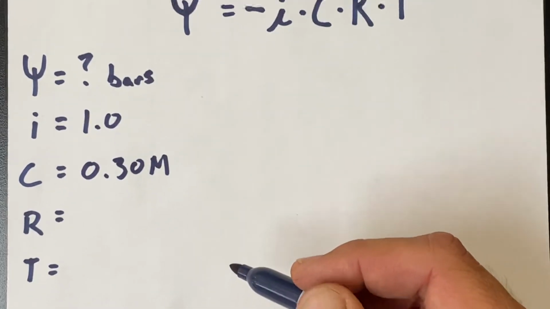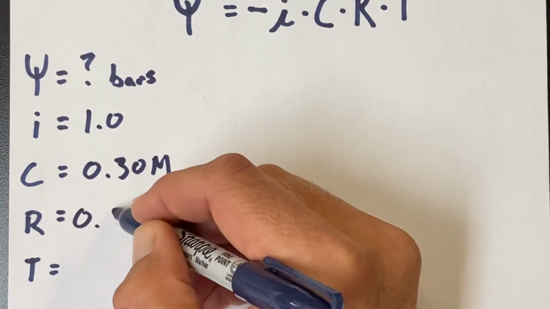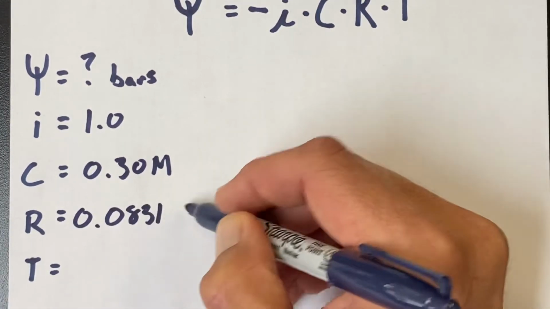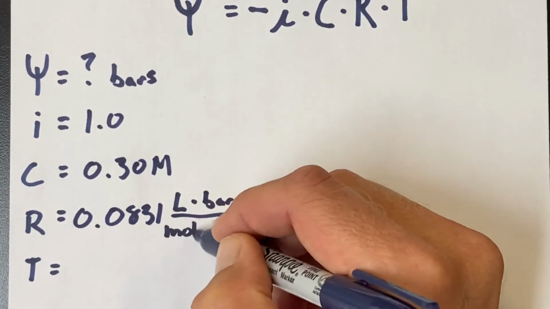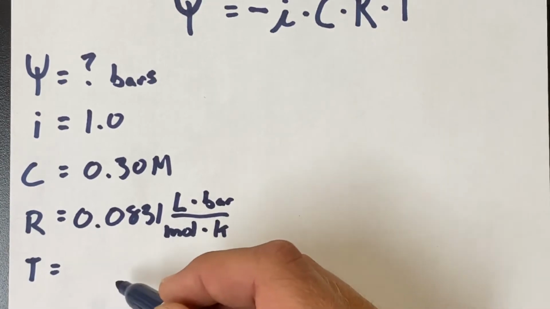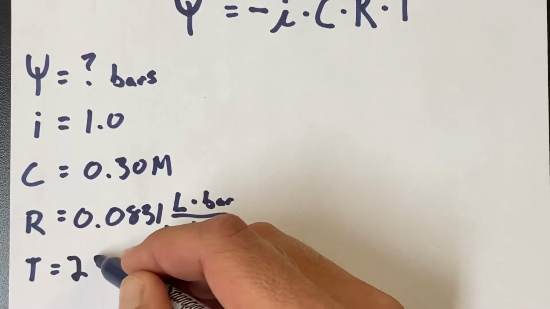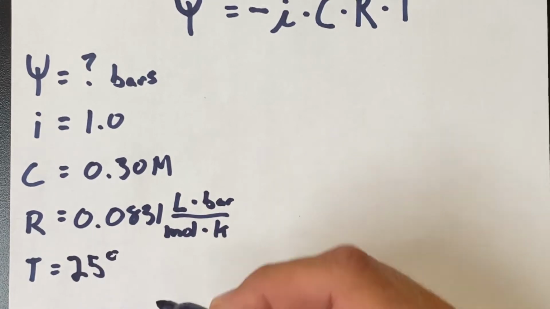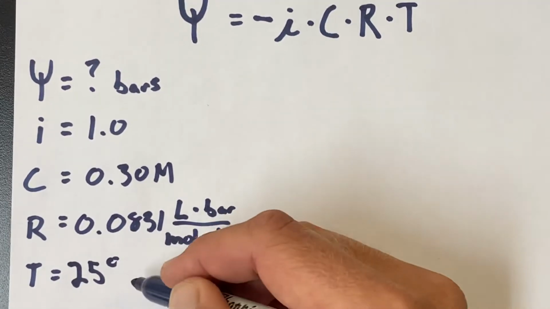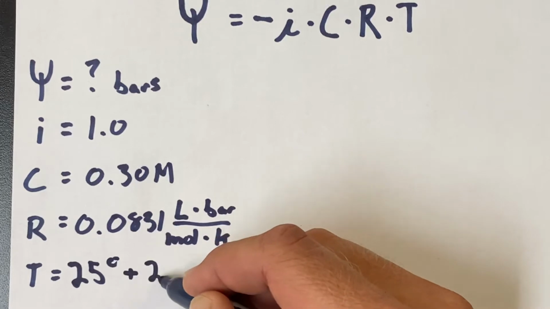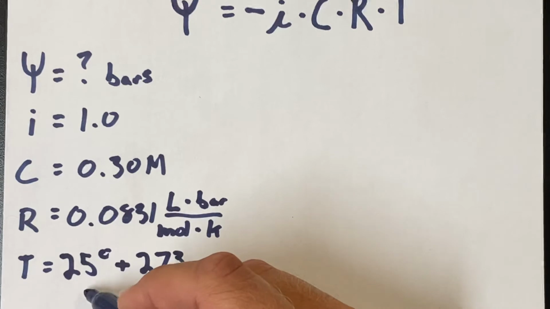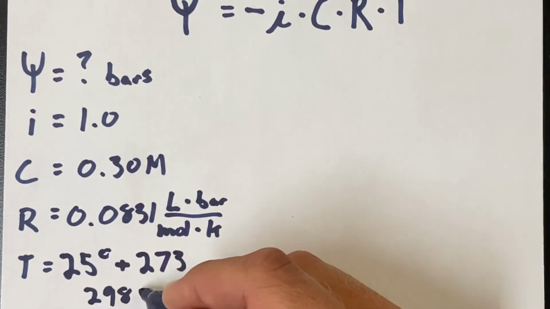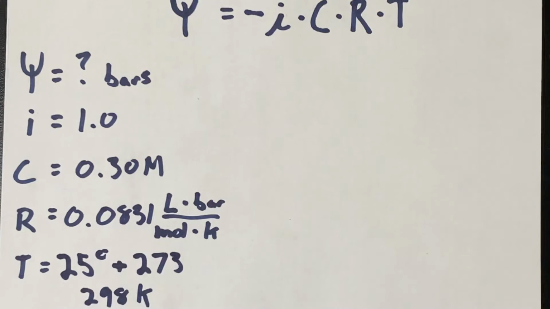The pressure constant is always the same, 0.0831 liters times bars over moles and Kelvin. And temperature told me it was in 25 degrees Celsius. Temperature always has to be in Kelvin, so we're going to add 273. So my temperature is going to be 298 Kelvin.